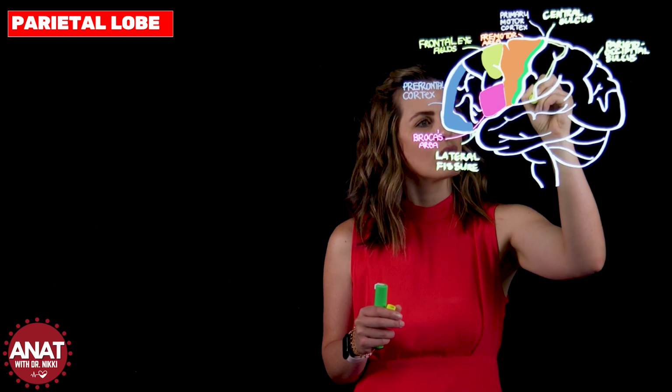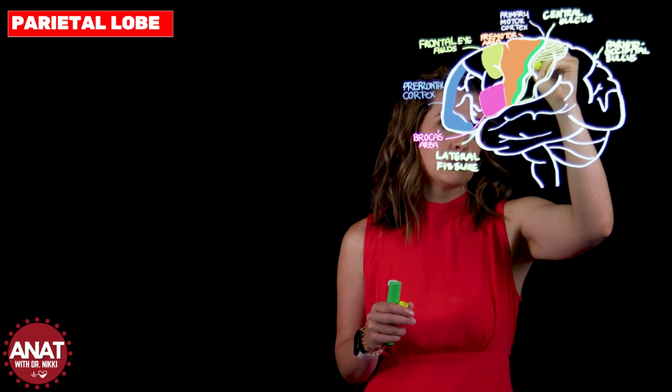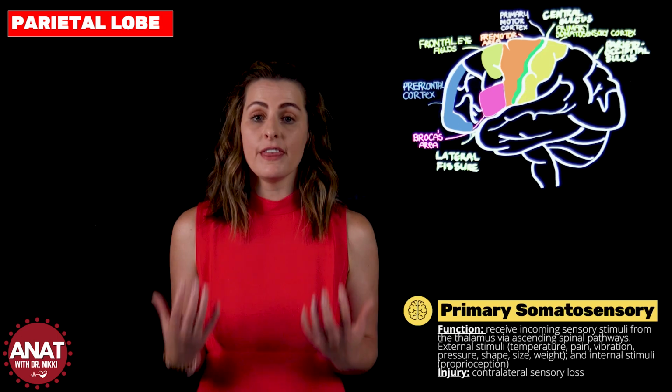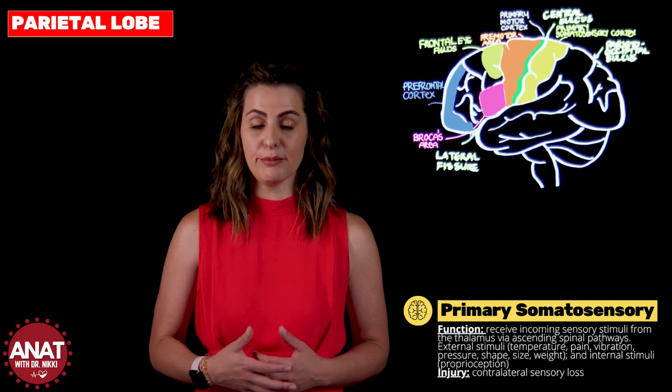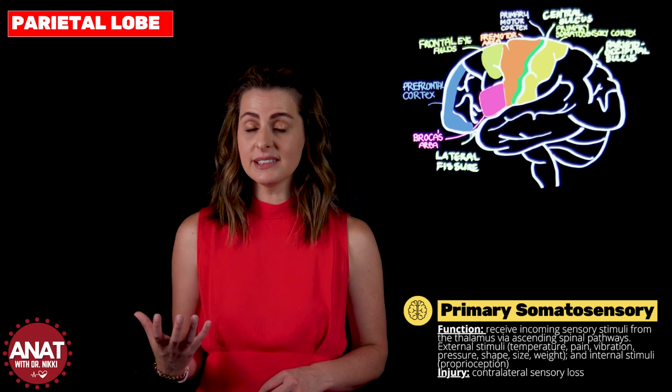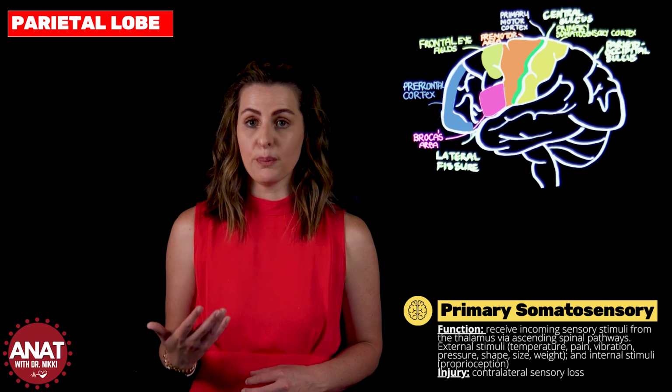Let's now move on to the parietal lobe. And in the parietal lobe, we find four main functional cortical areas of importance. So firstly, located posterior to the central sulcus, we find the primary somatosensory cortex. This is the area of the cortex that will first receive the incoming sensory information, specifically from the thalamus and the associated ascending spinal pathways.